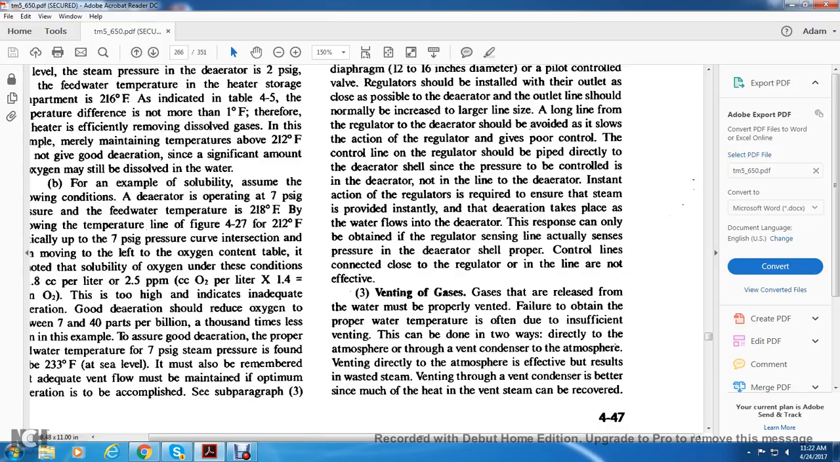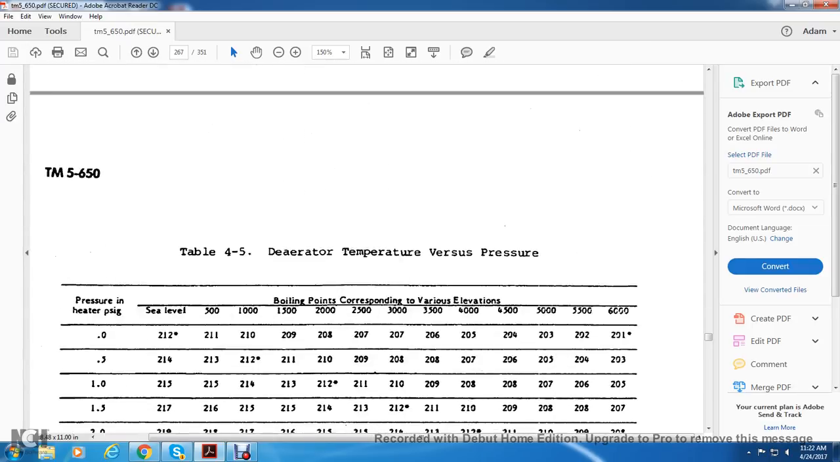3. Venting of gases. Gases that are released from the water must be properly vented. Failure to obtain proper water temperature is often due to insufficient venting. This can be done in two ways: directly to the atmosphere, or through a vent condenser to the atmosphere. Venting directly to the atmosphere is effective, but both result in wasted steam. Venting through the vent condenser is better since the feed water is heated and the vent steam is recovered.